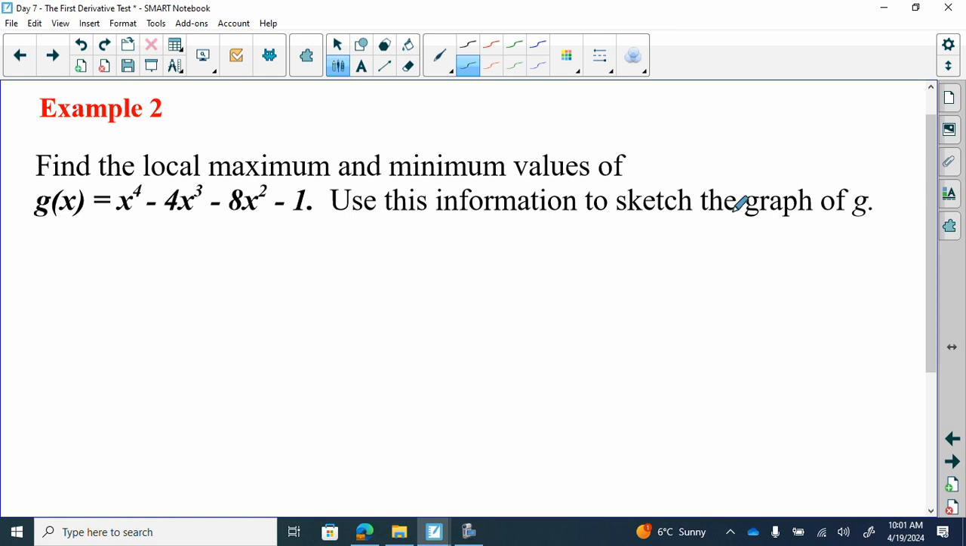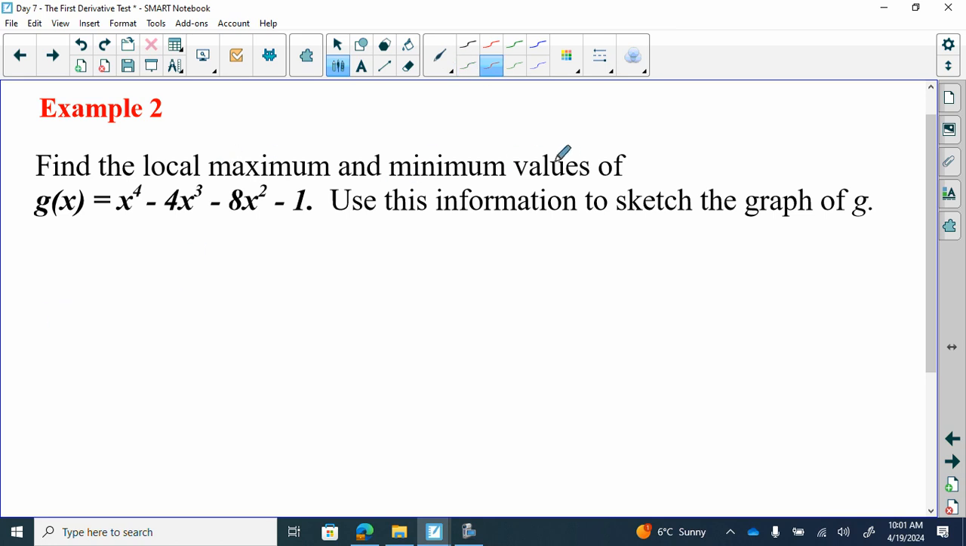And this curve is a 4th degree polynomial. So I think so far you guys have done linear functions in grade 10, quadratic functions or second degree, grade 11, you can expect to see degree 3, degree 4, or degree 5 in this course. So the function is g at x equals x to the fourth minus 4x cubed minus 8x squared minus 1.